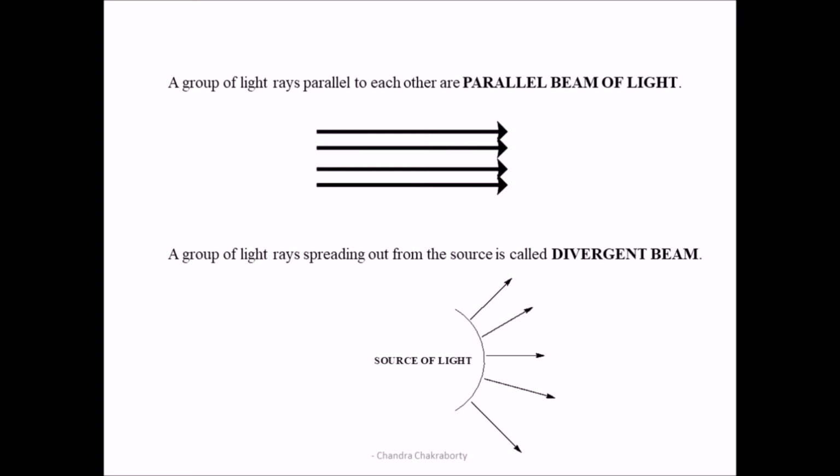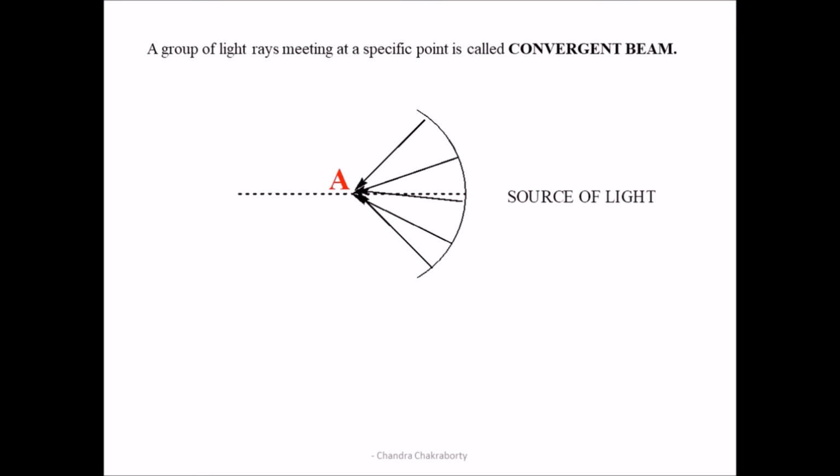In this picture, you can see that there is a source of light which diverges in different directions when it hits the reflecting surface. A group of light rays that meets at a specific point is called a convergent beam. In this picture, you can see that the source of light hits the surface and the rays intersect one another at a point called A. So this is a convergent beam. In a convergent beam, the rays of light meet at a specific point.